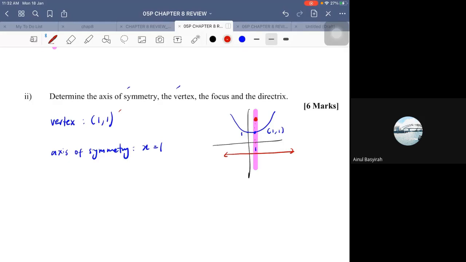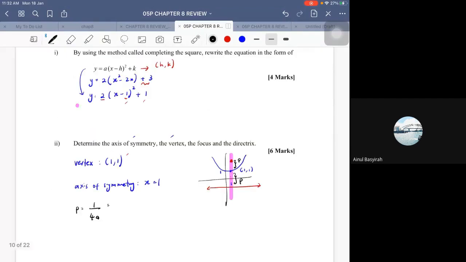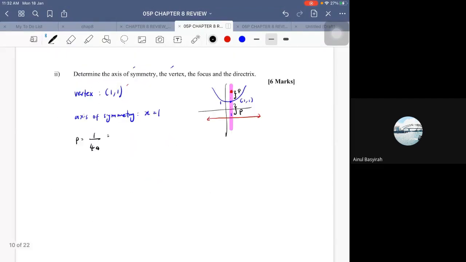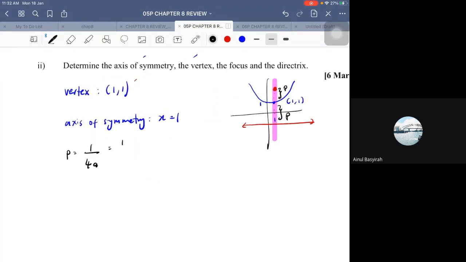Okay, but then macam mana nak cari apa dia coordinate of the focus? So we know that jarak antara vertex dengan focus dengan vertex dengan kita punya directrix adalah p. So p, formula dia nilai A adalah bersamaan dengan 2. So kita akan gantilah. So it's going to be 1/4 multiplied by 2.